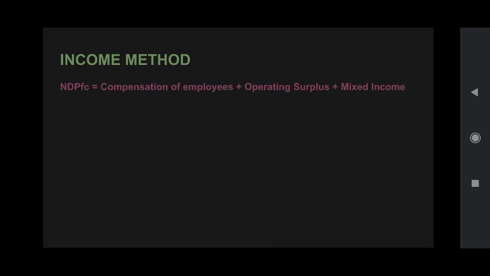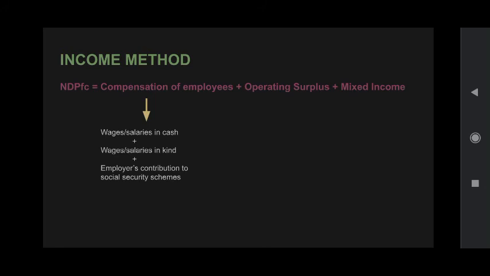So whatever the sources of factor income are, they will form a part of the income method in national income. Okay. Now, what is compensation of employees? What are the components of compensation of employees? Number one, wages and salaries in cash, plus wages and salaries in kind, plus employers' contribution to social security schemes.